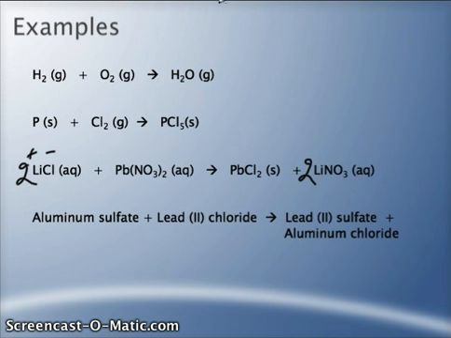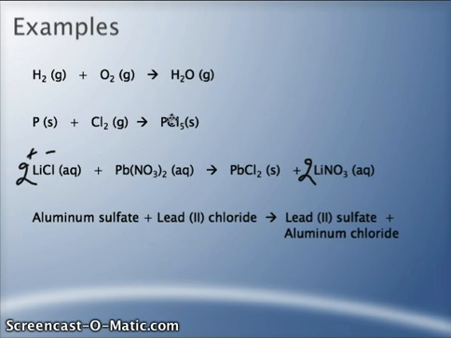Now let's go back and check to see if everything works. I have 2 Li's, 2 Li's. That number counts for everything in that formula. So 2 Cl's, 2 Cl's, 1 Pb, 1 Pb, 2 nitrates, 2 nitrates. So that's how you would balance the chemical equation.